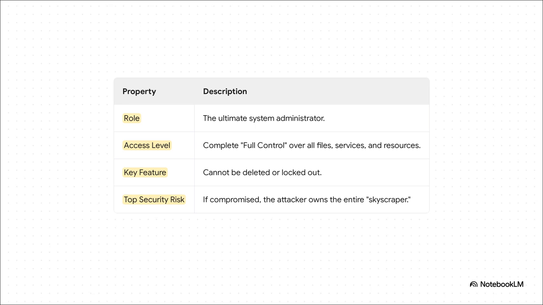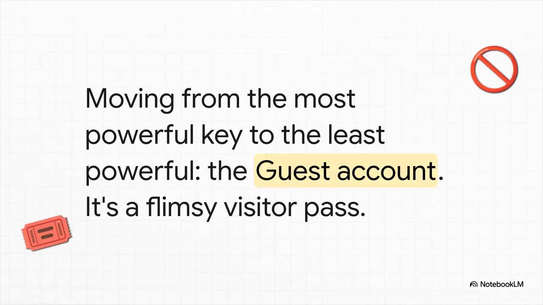But here's the kicker, the key feature. It cannot be deleted or locked out. Now, that's by design, right? It's a safety net. But it also means this all-powerful key is a permanent part of the building. And that brings us to the top security risk. If a hacker gets their hands on this key, they don't just own a room or a floor, they own the entire skyscraper.